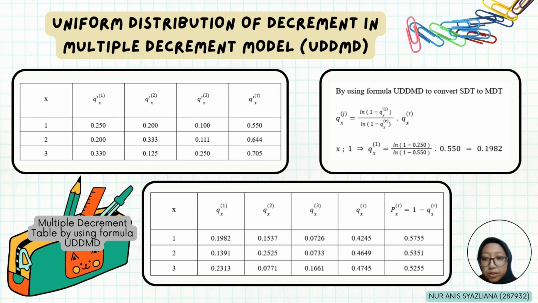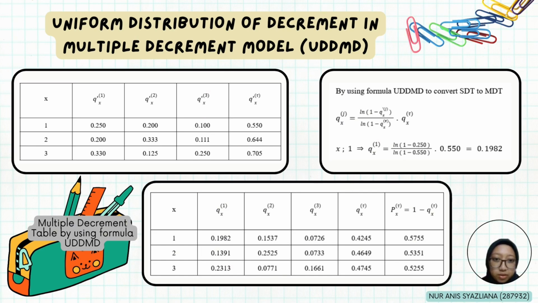0.644, and for year 3 is 0.705. Next, we use the formula UDDMD to convert SDT to MDT. So the general formula is QXJ equals ln(1 minus QX prime J) over ln(1 minus QX prime tau) times QX tau. So J is the cause.